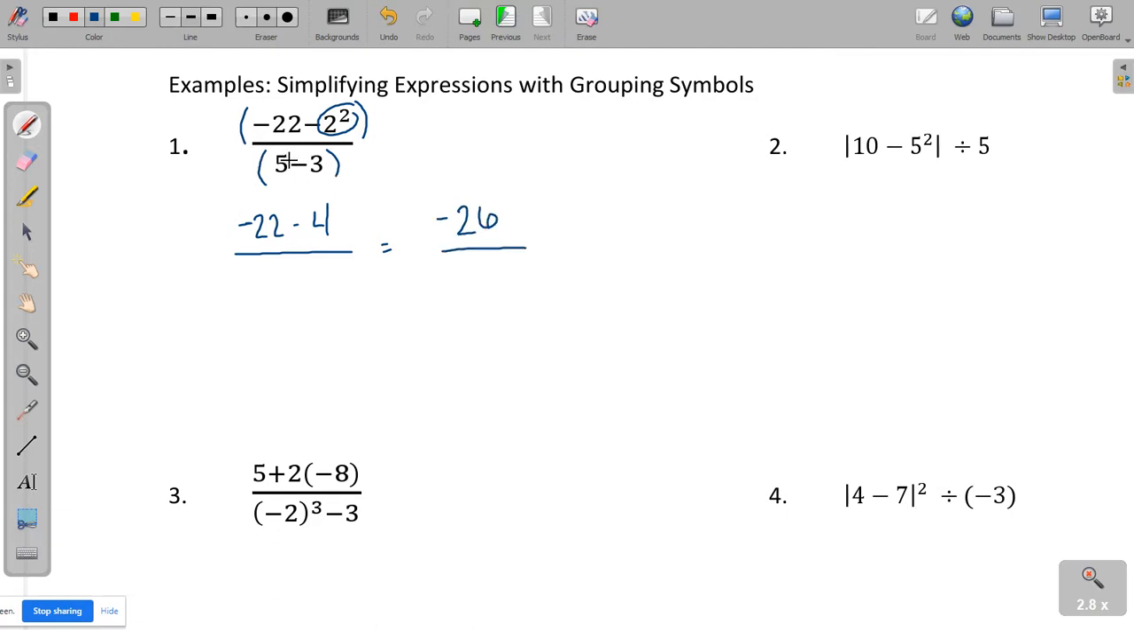Now let's simplify the denominator. 5 minus 3 is 2. Now we can simplify negative 26 over 2. So negative 26 divided by 2 gives us negative 13.